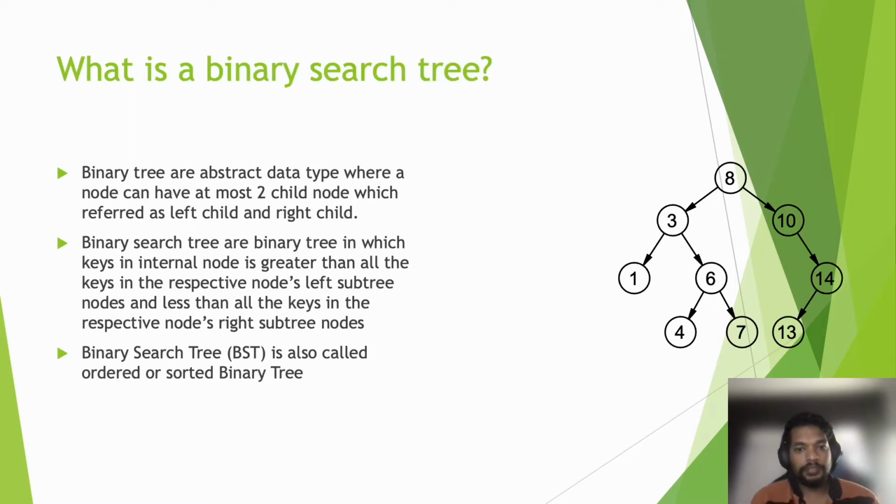What is a binary search tree? For that, first let's go through what is a binary tree. A binary tree is an abstract data type where a node can have at most two children. These children are referred to as the left child and the right child.